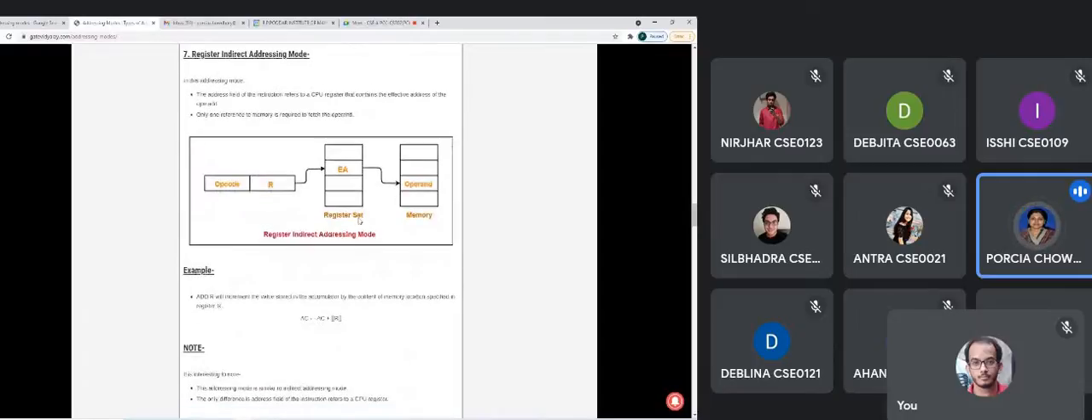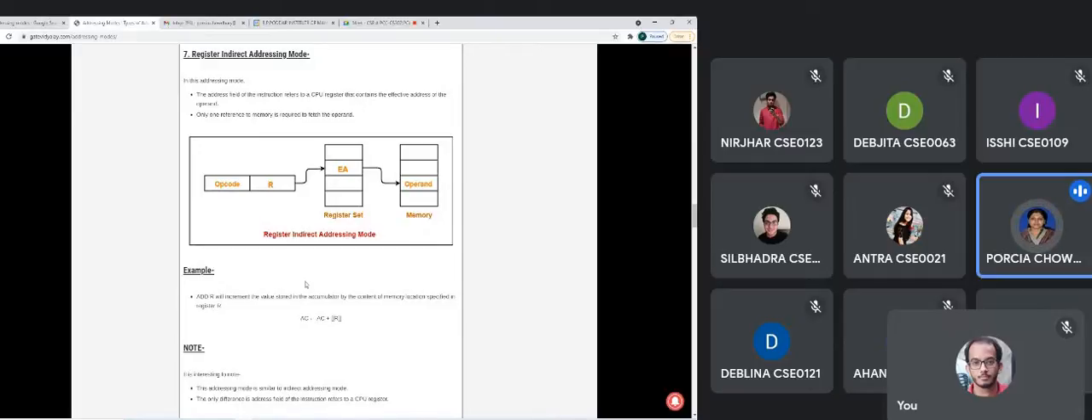Over here in register indirect addressing mode, the same example, ADD R, but the implication is different. What is the implication now? In the R register, there will be one memory location. You have to go to that memory location, fetch the value, and that value will be added with the value of the accumulator. ADD R will increment the value stored in the accumulator by the content of the memory location specified in register R. So register R will contain the memory location. Okay, that is your register indirect addressing mode.